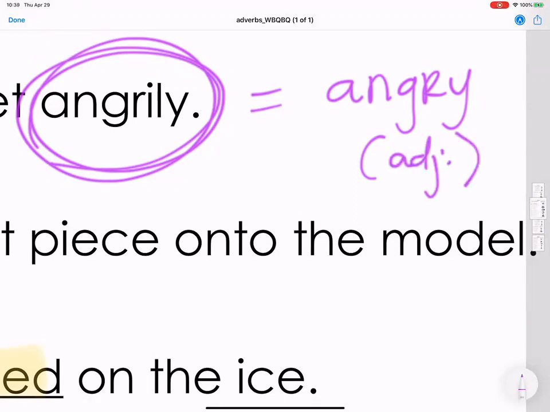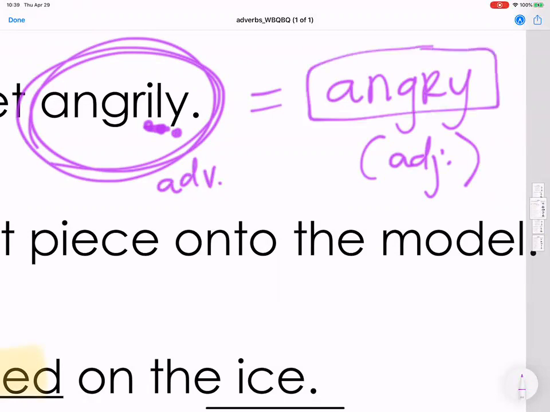Adjective. Okay. So now we notice we added ILY and we create the adverb. How many syllables does angry have? Two. How about this adverb? Three. So when you have an adjective that ends in Y, you're going to add that I and you get an extra syllable. Happily, merrily, angrily. So you're always going to get that same pattern.